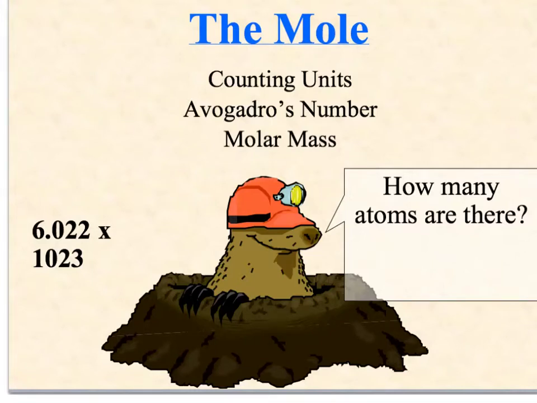Today's video is going to introduce you to the concept of the mole. The mole is a type of counting unit, and it's also referred to as Avogadro's number, which is 6.02 times 10 to the 23rd. In this PowerPoint, you'll also see the way to calculate the molar mass of both elements and compounds.